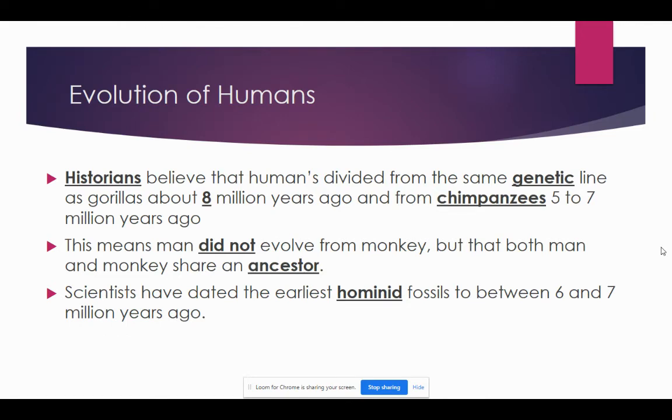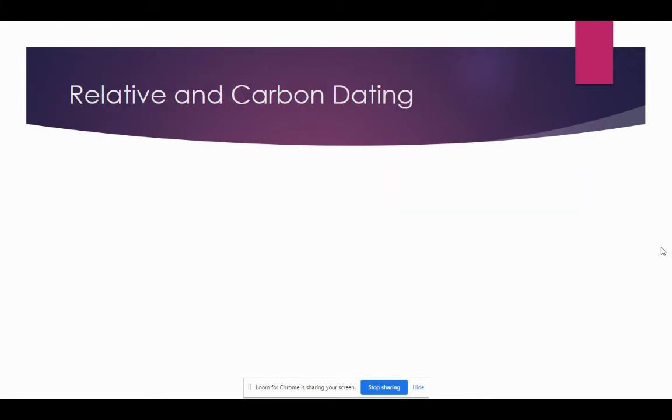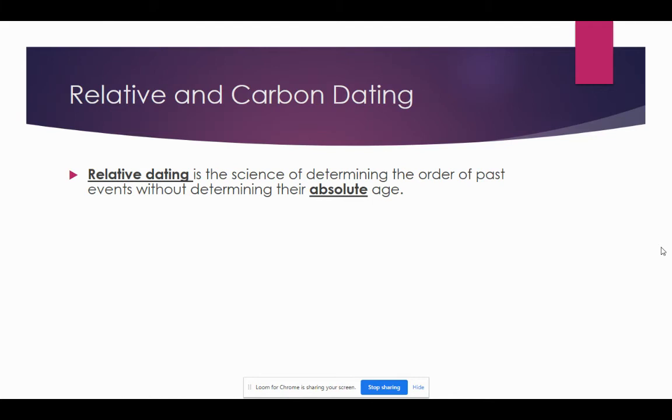Scientists have dated the earliest hominid fossils, or fossils showing that they walked on two feet, to between 6 and 7 million years ago. Now, how did they figure that out? They use two different types of dating. Relative dating, which has nothing to do with actually dating or family members. This is the science of determining the order of past events without determining their absolute age.